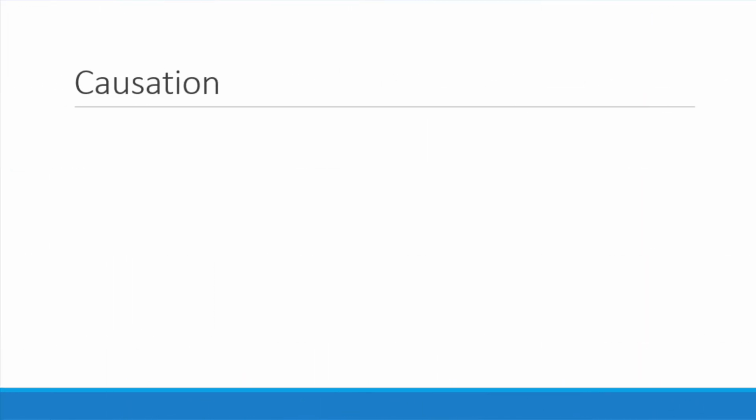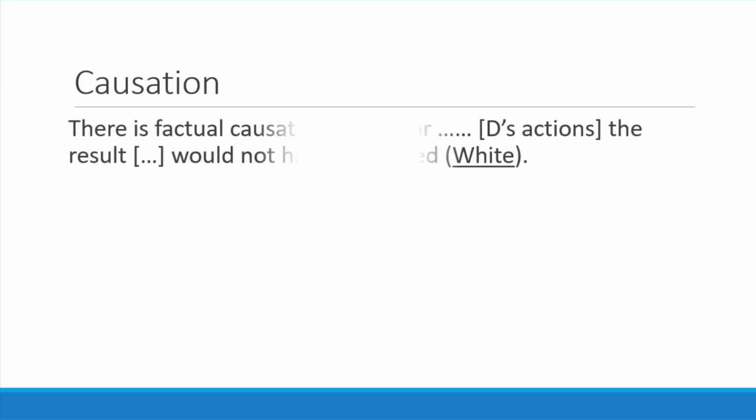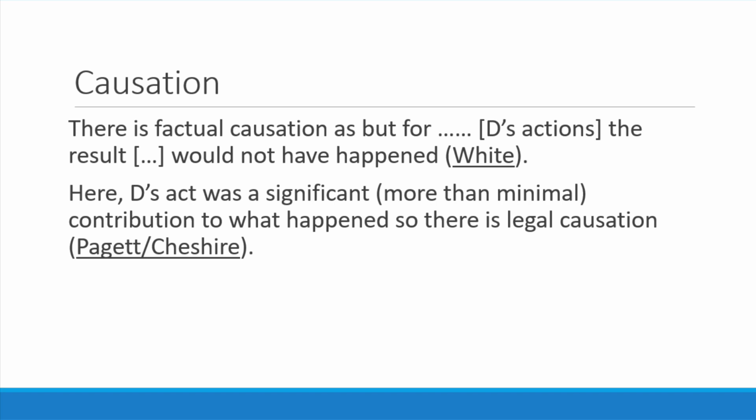So once you've established the AR, part of the AR is causation, and you need to consider factual and legal causation. So 'but for', and then you would link it to what's happened in the scenario. So in this scenario, Duncan attacking Alexa and Viv trying to intervene, the result, and then you say what's actually happened in the scenario. So the suffering of the cuts by Viv and the serious harm caused to Alexa would not have happened. And the Defendant's act was a significant, more than minimal contribution to what happened, so there is legal causation.